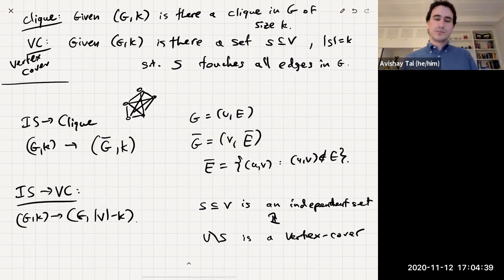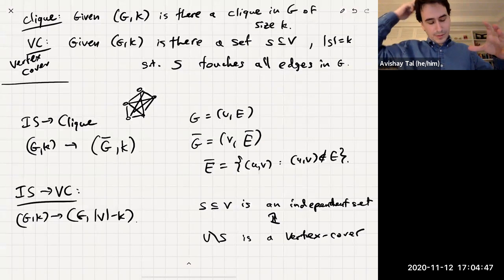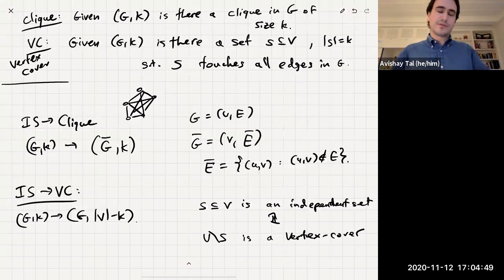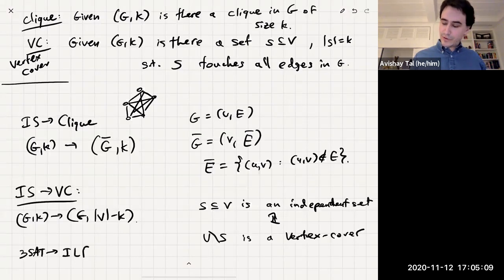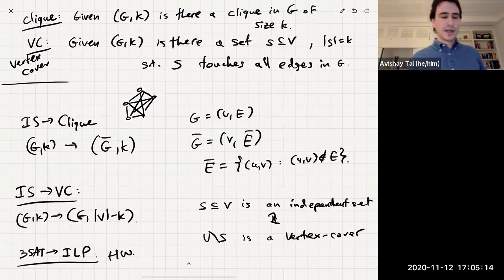In order to check if there is a set whose members don't have edges between them, it's equivalent to ask whether the complement set is a set of vertices that touches all the edges. So these are examples of simple reductions, maybe simpler than the one that we saw earlier. Another simple reduction is between 3SAT and integer linear programming, and I think this is on your homework. So check it out.